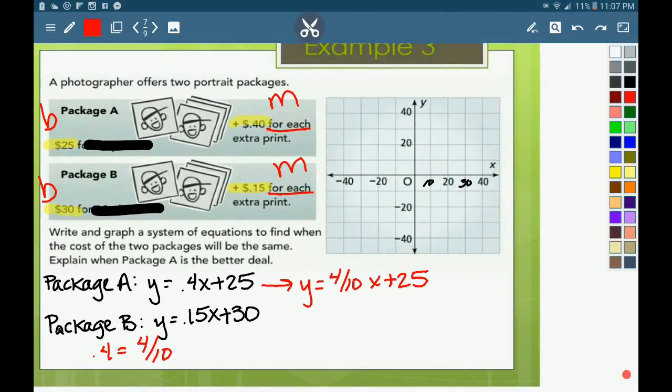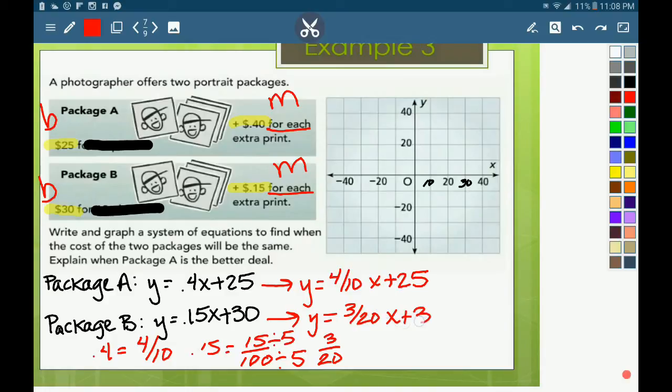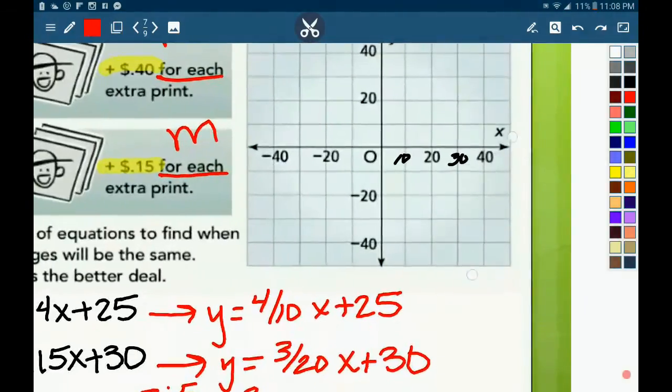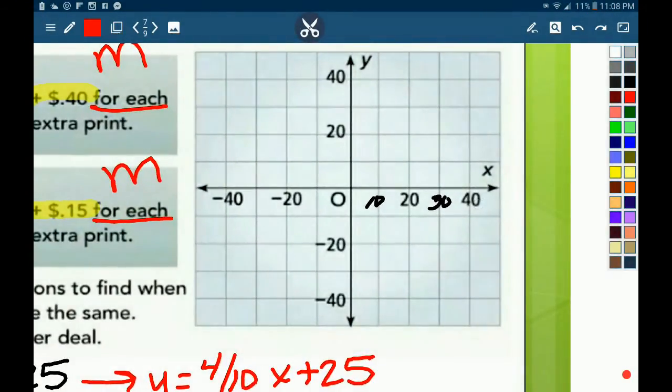Now I have to change the second equation where the slope is a fraction. So y equals 0.15 is the same as 15 over 100. But if you take a look at the graph, it only goes to 40. So I'm going to reduce this down. Both 15 and 100 are divisible by 5. So that means this fraction is 3/20. So I'm going to have y equals 3/20 x plus 30. Now I'm ready to graph. The first equation, the y-intercept is 25. So that's about right there.